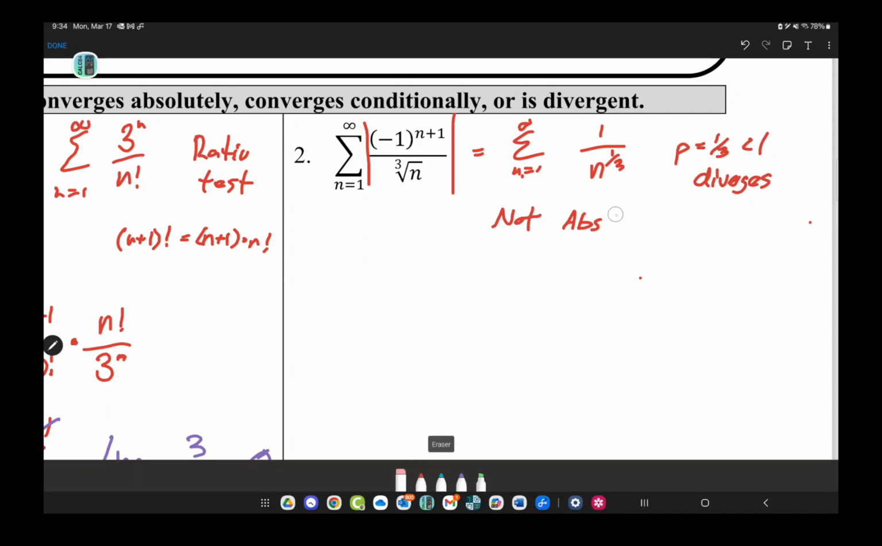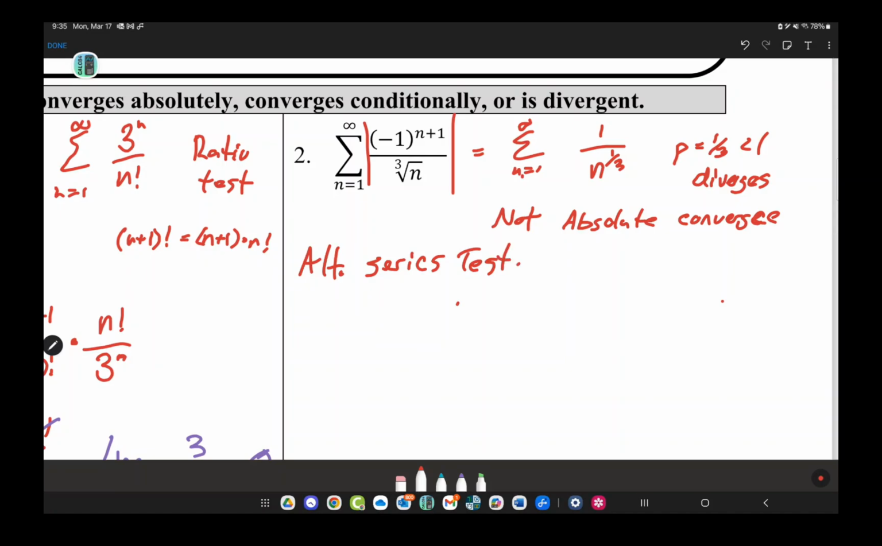Right now, we just know it's not absolute convergence, because we know the absolute value will diverge. If the absolute value diverges, then you look at the original series. Since this is an alternating series, we know what we need to do, which is the alternating series test. So, using our series tests, what do we do for that?